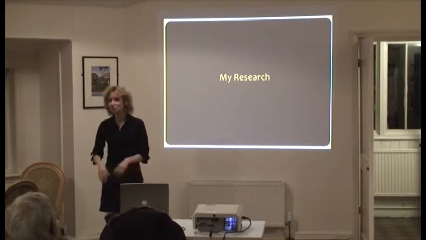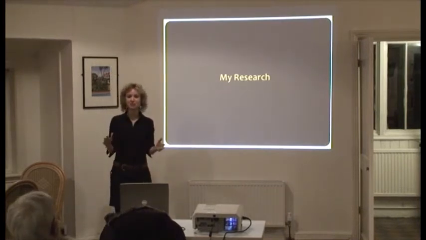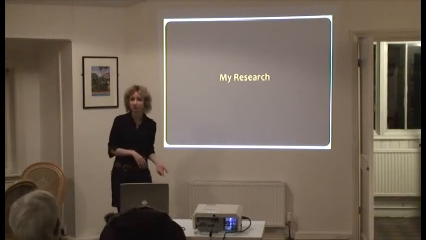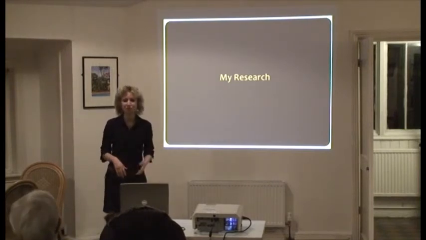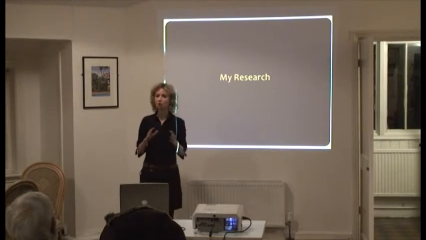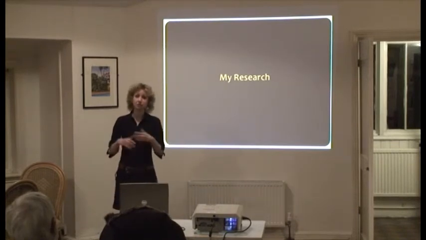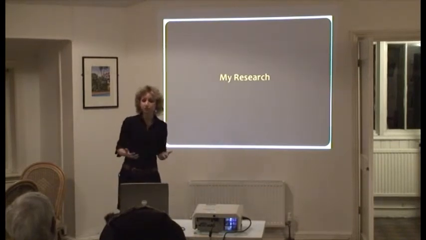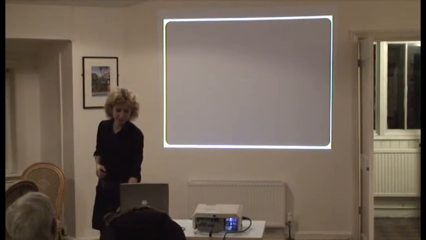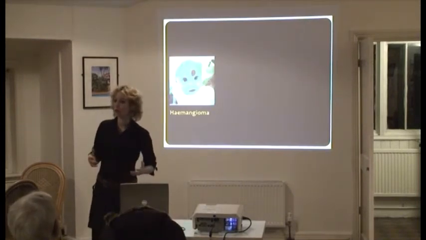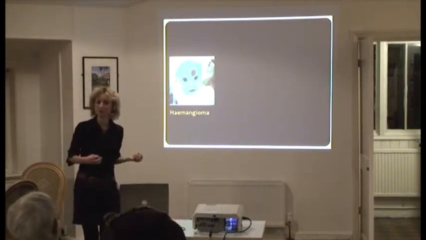Oh, 22. Okay, so what I'll do is I'll spend the last few minutes talking a little bit about what I do at the moment. So my research looks at what happens when an infant is born with a facial abnormality. Whilst it is relatively rare, some infants are born with abnormalities, and examples of these that are quite common in infants are hemangiomas.